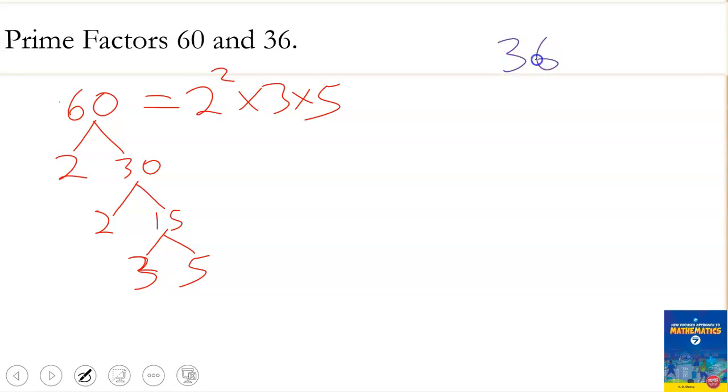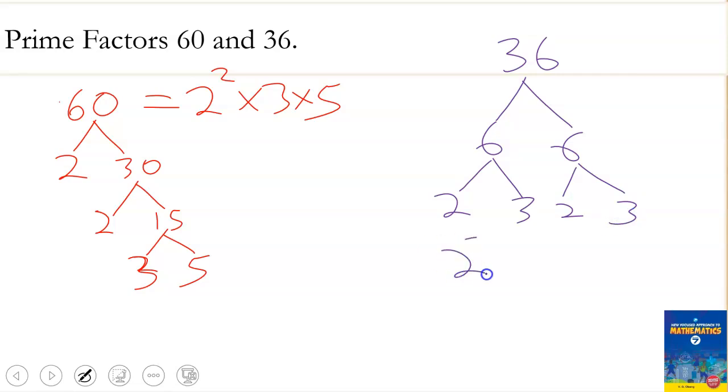Let's take 36. I can pick any number that can divide 36. I can start with 3, or I can start with 2. But if I feel like starting with 6 times 6, which I know gives us 36, it's fine. But then the 6 here is not a prime number, so I have to divide again. 2 can divide 6 as 3, fine, and 2 can also divide the other 6 as 3. So again, we have 2 squared times 3 squared. These are the prime factors of 36.